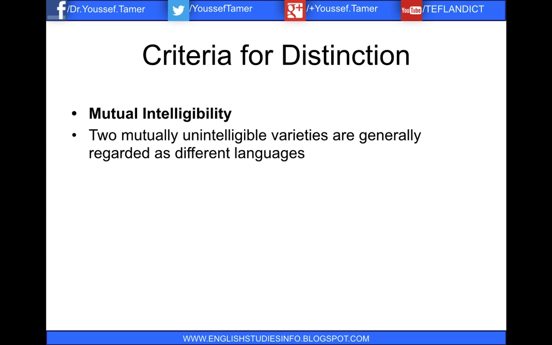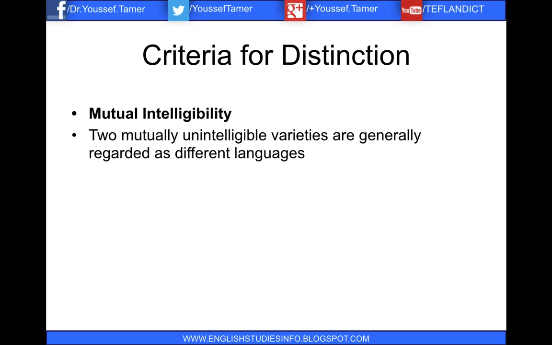So this is the meaning of this criterion, mutual intelligibility. When they speak two different dialects or varieties and you understand each other, it means there is mutual intelligibility. But when you speak two varieties and you don't understand each other, we are talking about mutual unintelligibility. This criterion has been adopted in order to distinguish between languages and dialects. If two varieties are used and there is mutual intelligibility between them, they are dialects. But when two varieties are spoken and there is no understanding between them, mutually unintelligible varieties are generally regarded as different languages. That's the criterion.